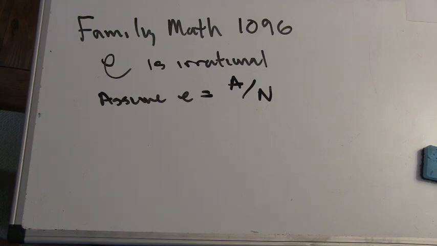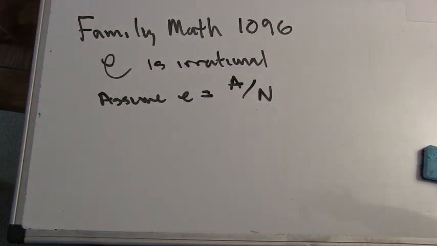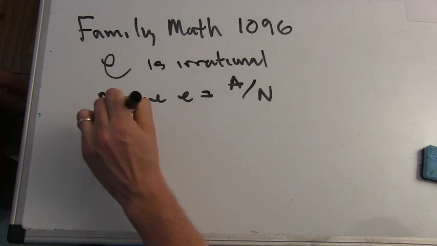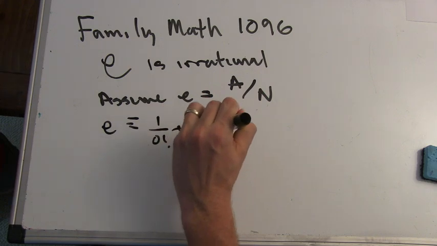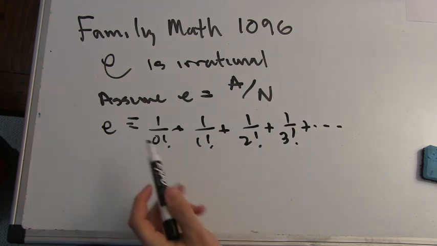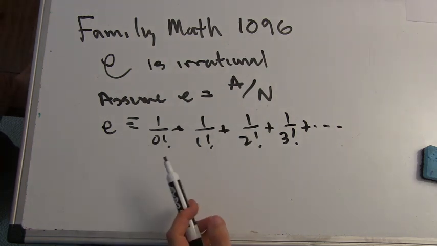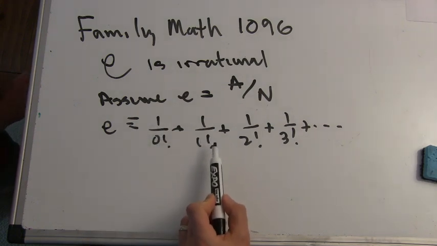Assume e equals a over n, where these are integers, so it's like 2/3 or 1,000 over 400 or something. And because e is defined as the sum of 1 over the factorials, so the reciprocals of all the factorials from 0 to infinity. Okay, right, this is one of the definitions of e. Do you remember this? Yeah, this comes from the Taylor series for e at 0. That's right. So e is 1 plus 1 plus a half plus a sixth.